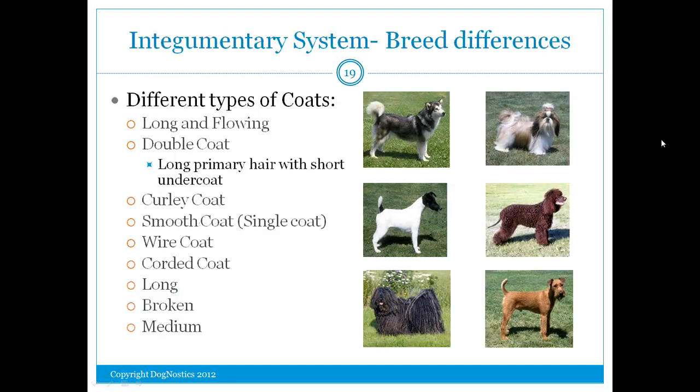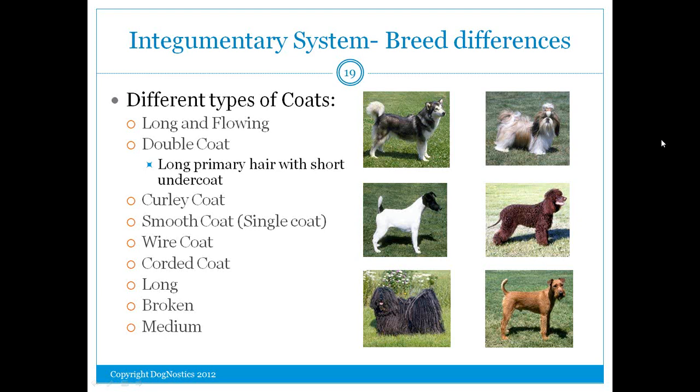Now, each breed has different types of coats. And this is something that I wasn't entirely familiar with, all of the terminology, even though I was a vet tech for years, until I got into actually pet care. Because there are a lot of people that really understand their breed, they love their breed, and it just really helps us out to have the right terminology and be able to answer their questions.